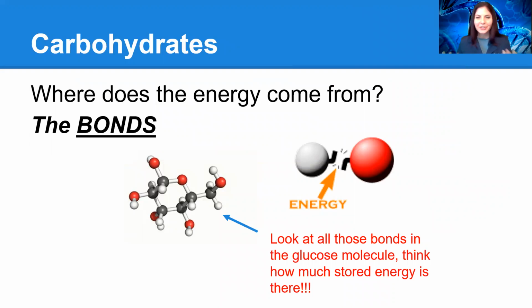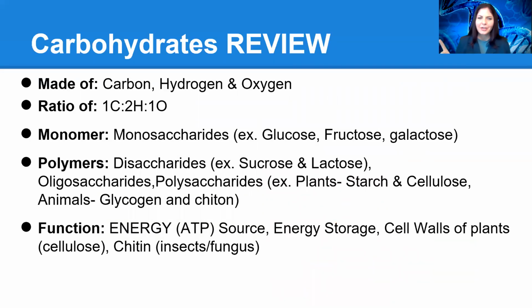So again, where does all the energy come from? So we need it to create ATP, but all that energy is going to be stored in the bonds of those glucose or sugar molecules themselves. So just to kind of give you a short review before this short little sweet video is over, pun intended, carbon, hydrogen, and oxygen are the main components of carbohydrates. They are in a 1:2:1 ratio, 1 carbon for every 2 hydrogens for every 1 oxygen. The monomer is called monosaccharides. Mono meaning 1 and saccharide meaning sugar. Some common examples of monosaccharides are glucose, fructose, and galactose.